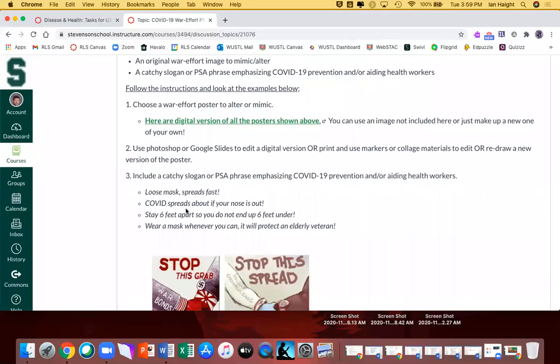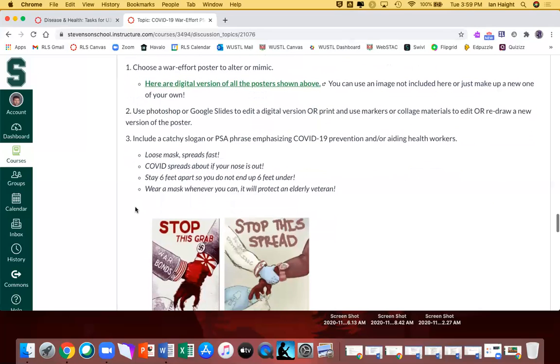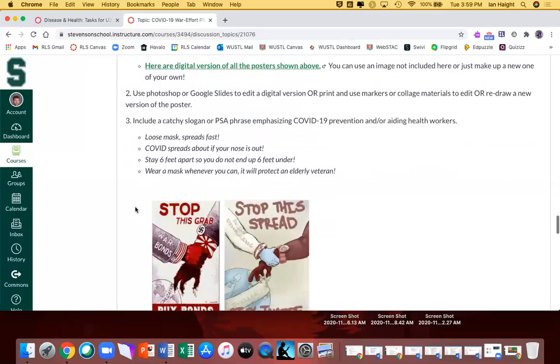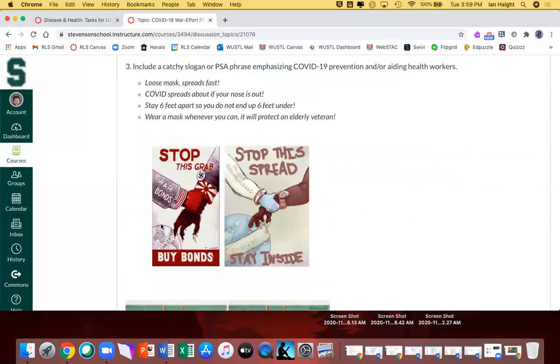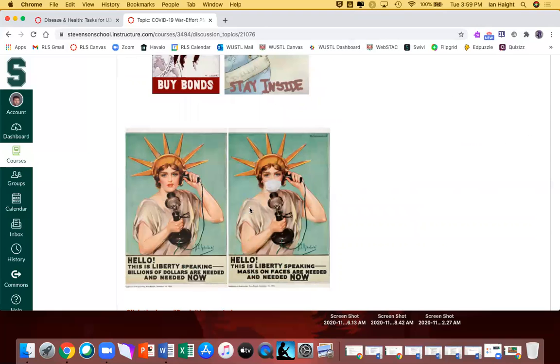A couple of silly phrases I came up with, like "loose mask spreads fast." "COVID spreads about if your nose is out." "Stay six feet apart so you don't end up six feet under." It's kind of a dark one. "Wear a mask whenever you can. It will protect an elderly veteran." Here are a couple of examples of taking an original poster and then altering it to have more of a COVID-19 prevention idea. So you can look at all of those for references.